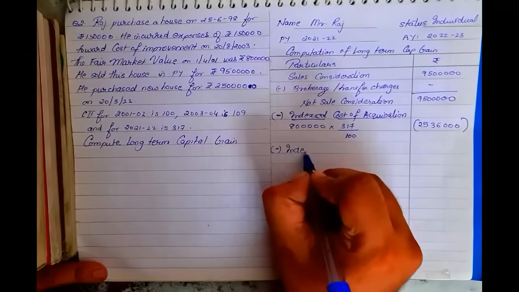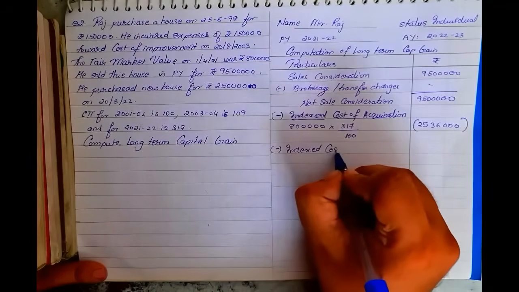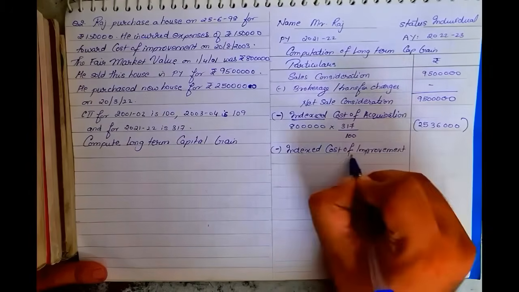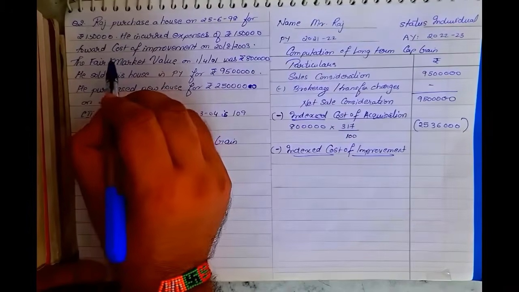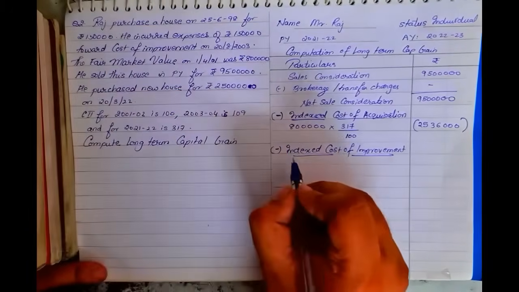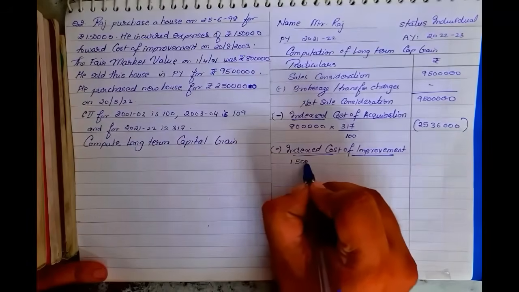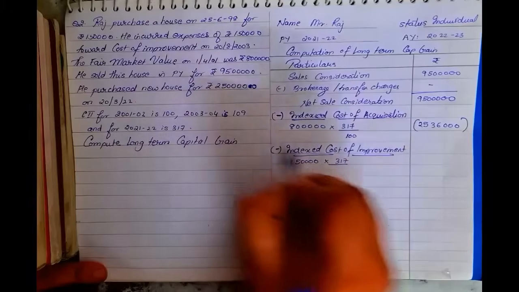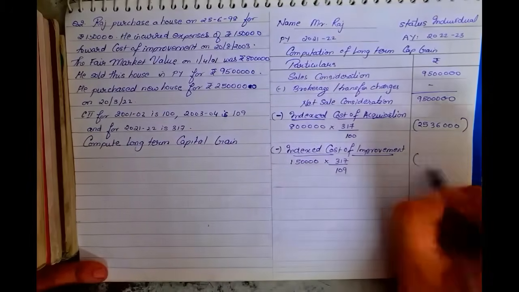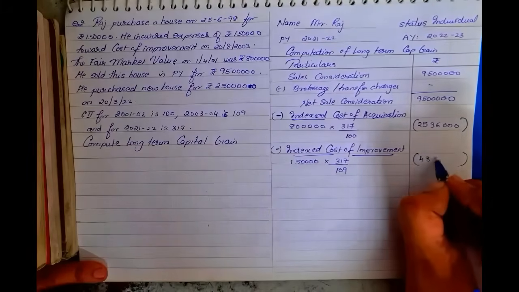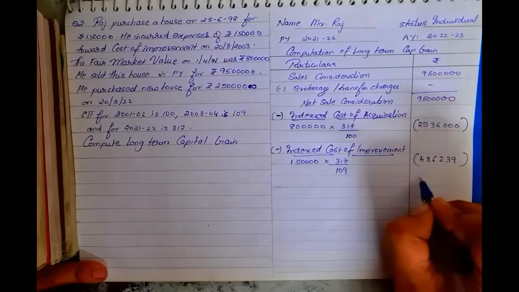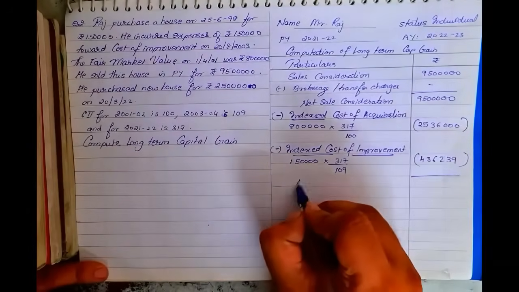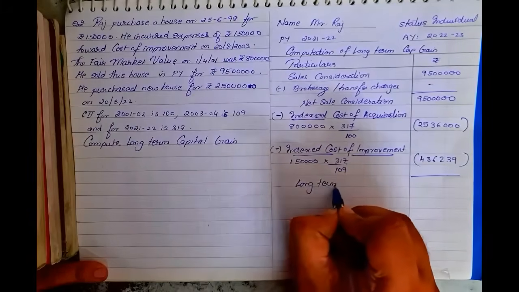Less indexed cost of improvement. Again, this is for your renovation, so we can see that there's one improvement made in the year 2003 for 1,50,000, so that will be 1,50,000 into 317 upon the 2003 rate, which is 109. Again you multiply, you divide, your value will be 4,36,239. Now there's only one improvement in this sum, so now we'll subtract from our net sale, and the value that we should get is our long-term capital gain.